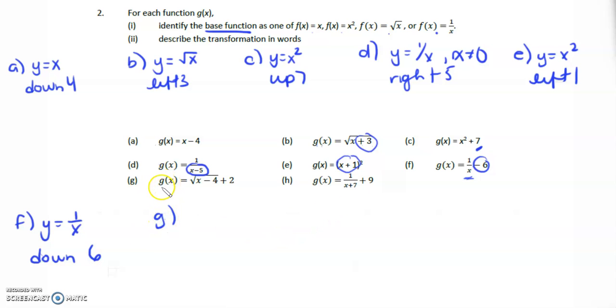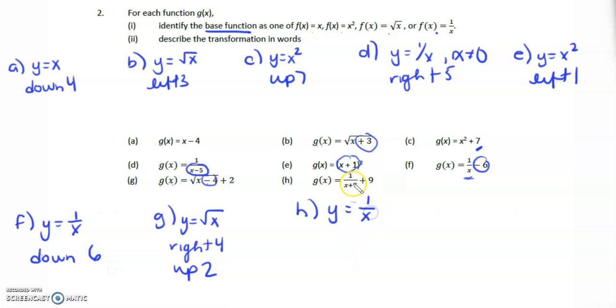G, g(x) equals root of x minus 4, and sorry, plus 2 at the end. So our base function is root x. This is going right 4, up 2. And the last one, H, g(x) equals 1 over x plus 7. So our base graph is 1 over x. This tells us that it goes left 7, and this tells us that it goes up 9.